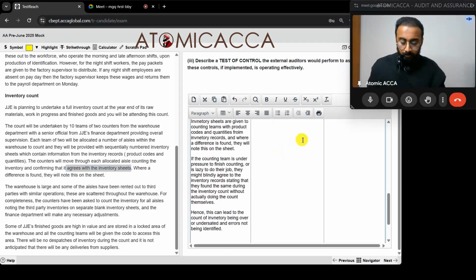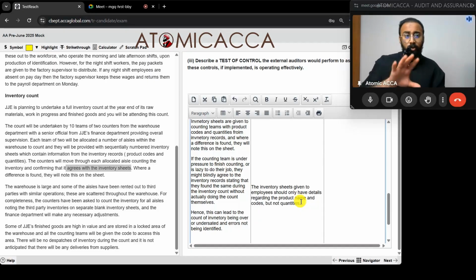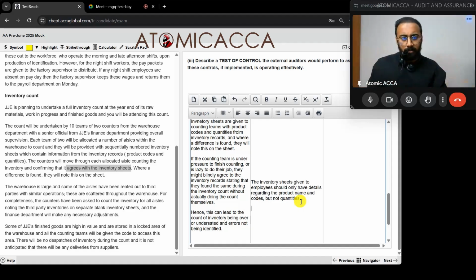First, writing the flip point. The inventory sheets given to employees should only have details regarding the product name and codes, but not quantities. So quantity should not be there. Then that was like a flip point.